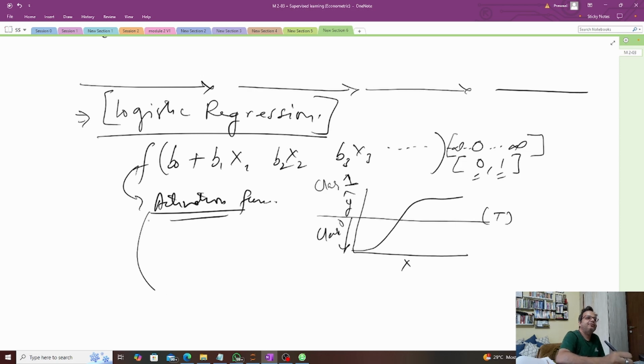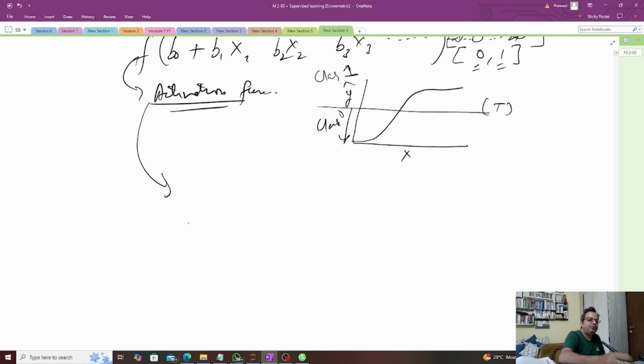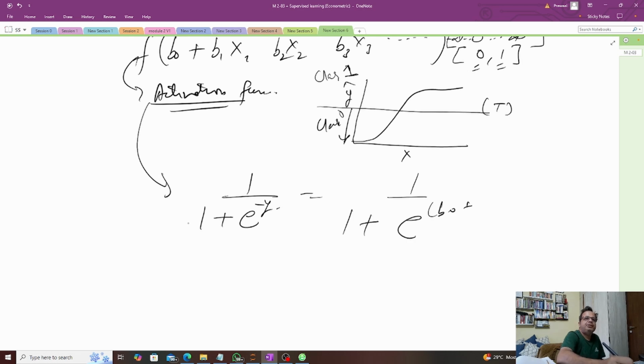The choice of activation function is very important. Most of the time the activation function that we use is 1 upon 1 plus e raised to the power of minus y. This means that my logistic regression eventually becomes 1 upon 1 plus e raised to the power of minus (beta naught plus beta 1 x1 plus beta 2 x2, and so forth). So that's how logistic regression is, and it is going to solve the problem of classification rather than the problem of regression.